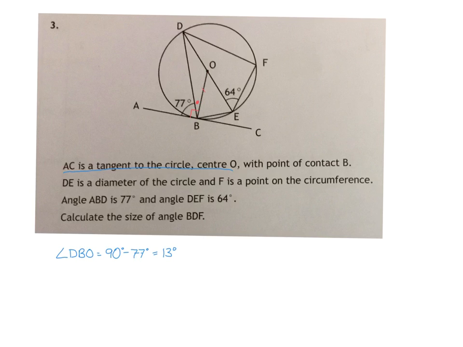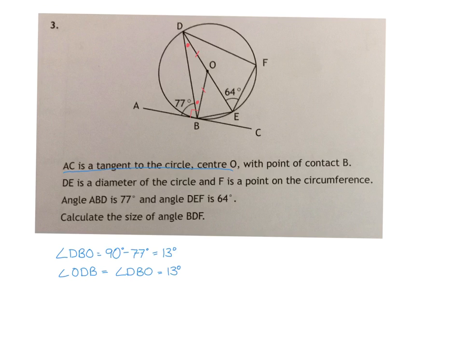So we can say that we know that those are the same size, so that means that triangle is isosceles. So that means that this angle in here is the same as the one down there. So we have the angle ODB is equal to angle DBO, which is 13 degrees.